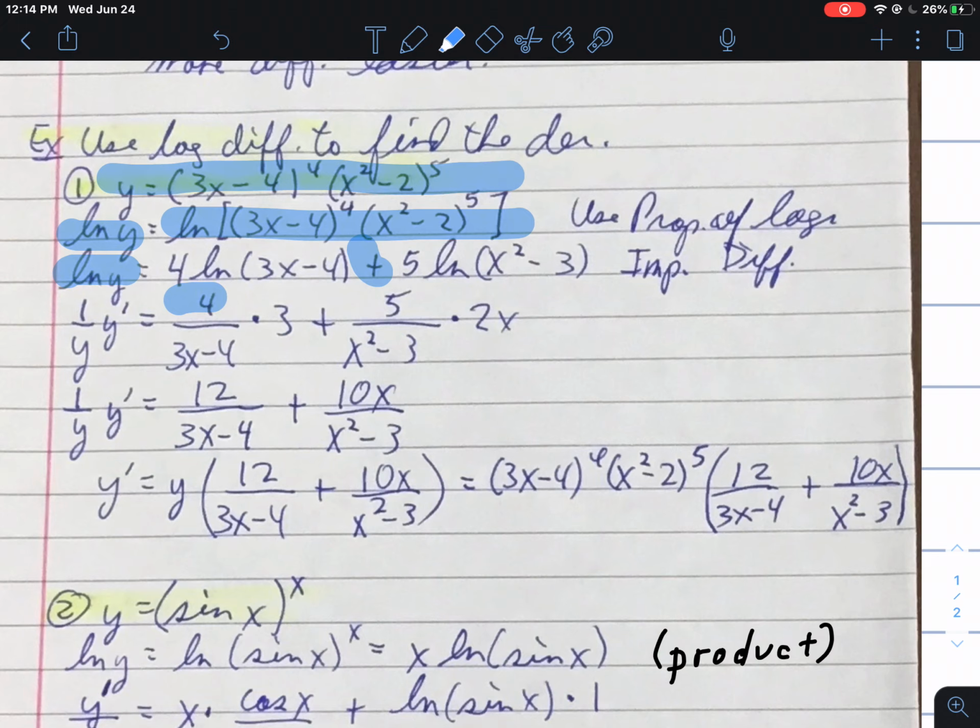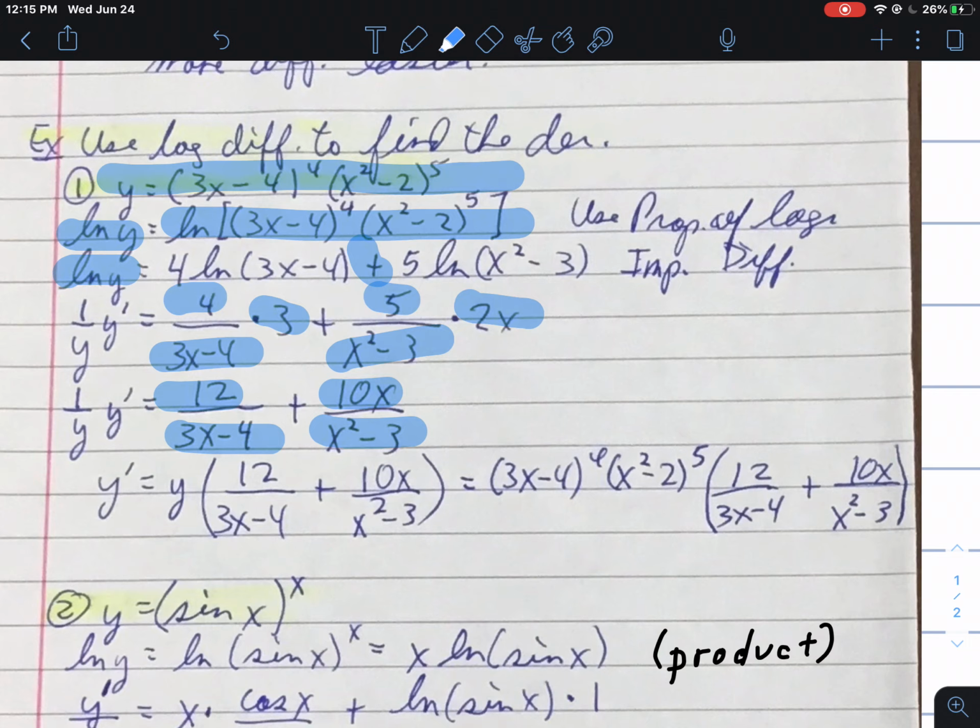So I've got the 4, the constant, and then the derivative of ln of 3x minus 4 is the derivative of the argument divided by the argument. There's the constant 5. The derivative of the natural log of x squared minus 3 is the derivative of the argument, which would be 2x, divided by the argument. And then I just cleaned it up after that. 4 times 3 is 12 over 3x minus 4. 5 times 2x is 10x over x squared minus 3. That's the right side.